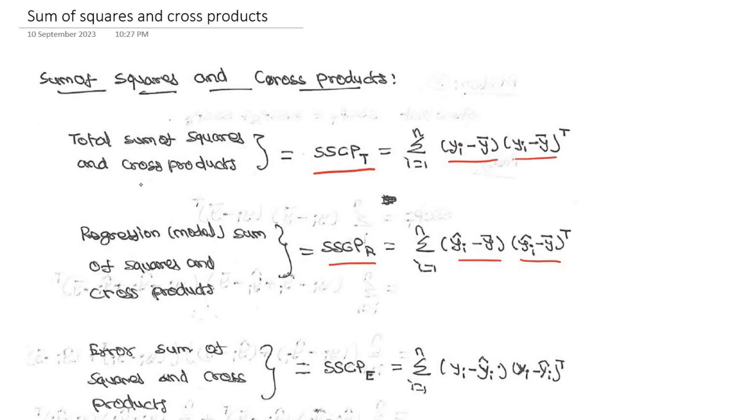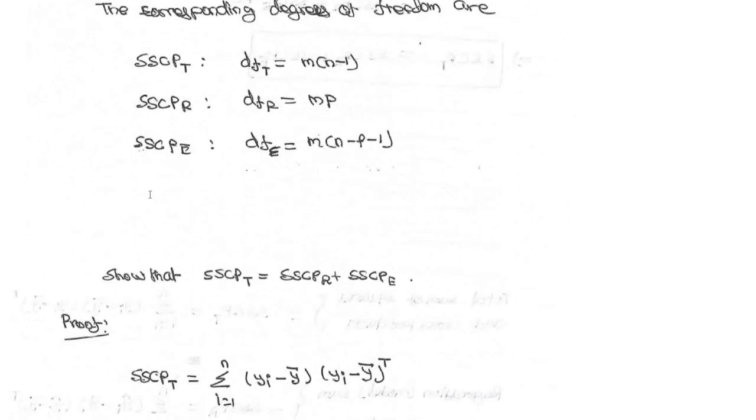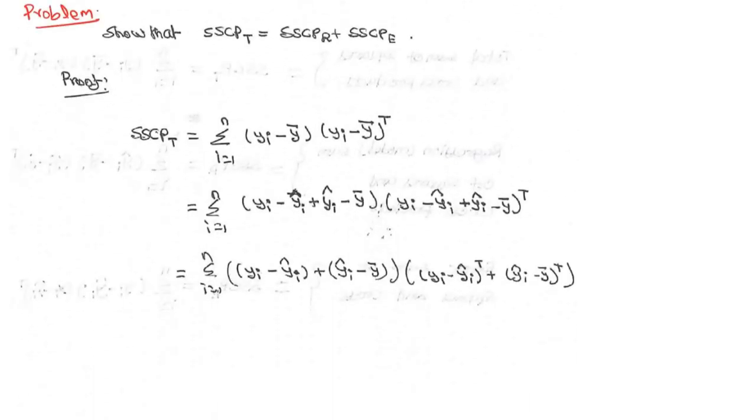The error sum of squares and cross product can be denoted as SSCPE. It is equal to summation i equal to 1 to n (yi minus y cap) into (yi minus y cap) transpose. Next we will go for the problem. The problem is about the relation between the sum of squares and cross product of total, regression and error. The problem is: show that SSCPT is equal to SSCPR plus SSCPE. I want to prove this.